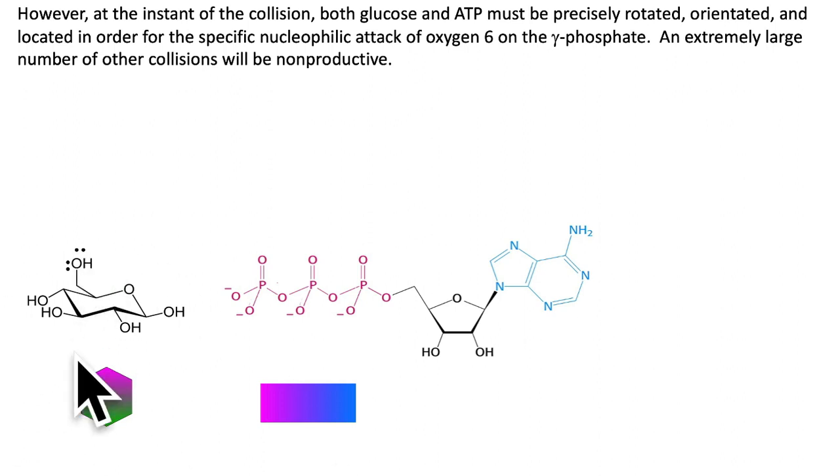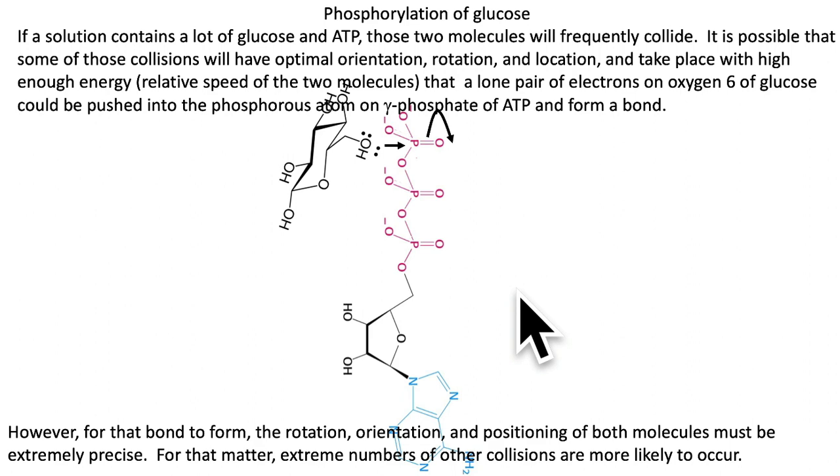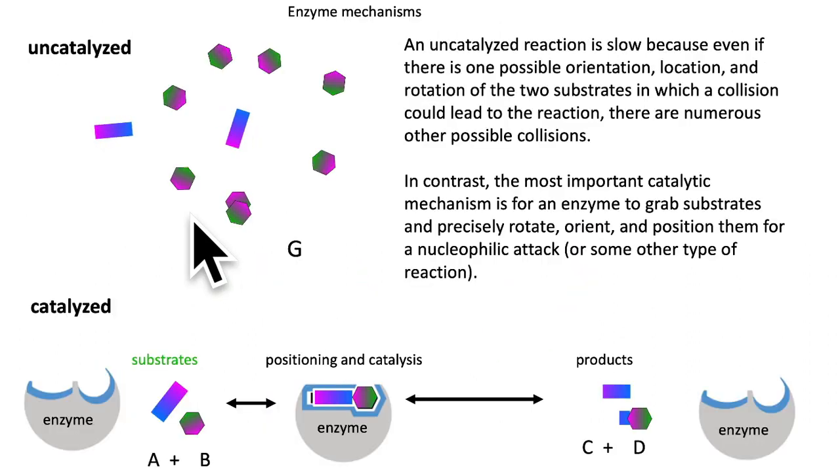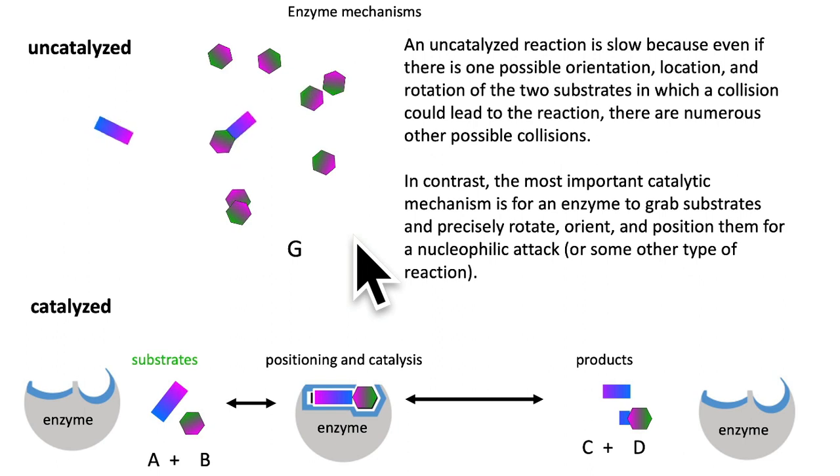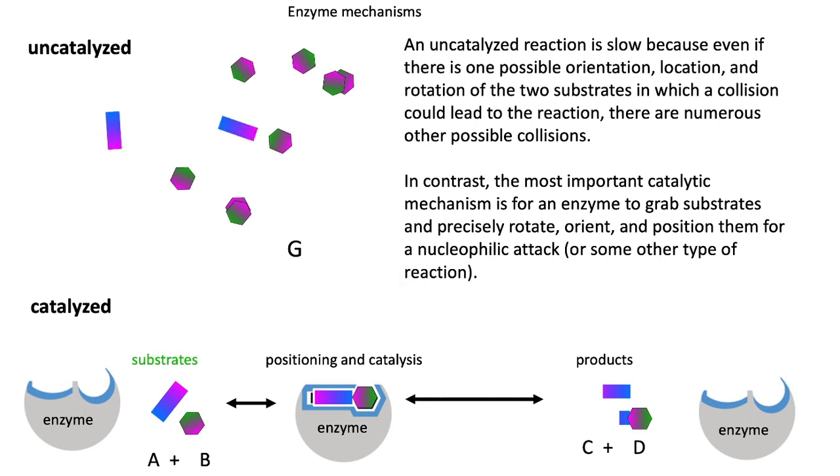And again, the analogy I'm using is that the pink on this hexagon representing hexose represents the lone pair of electrons on O6. The blue on the rectangle here represents the phosphate. And in that case, the ATP and glucose can be bumping together in thousands of different ways at low and high energy. Only a high energy collision, which pushes that lone pair of electrons right into the phosphorus atom, is going to actually be productive. And that's why most enzymes increase the reaction rate a millionfold.